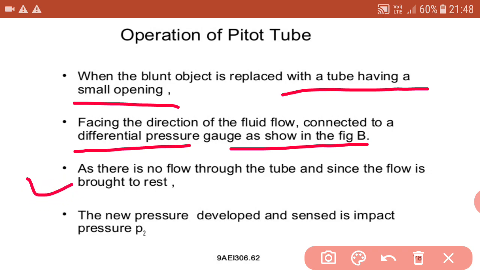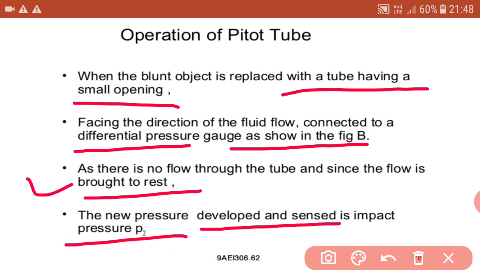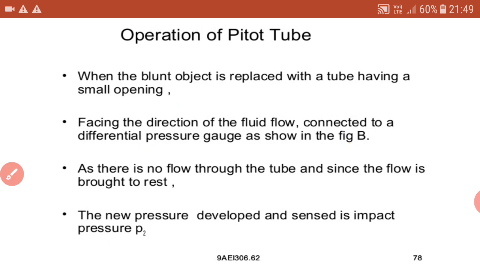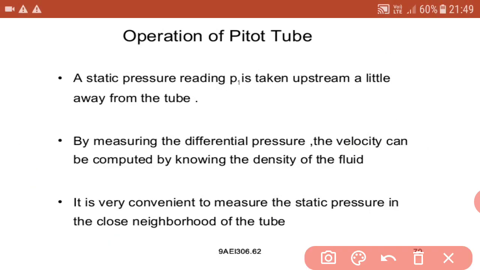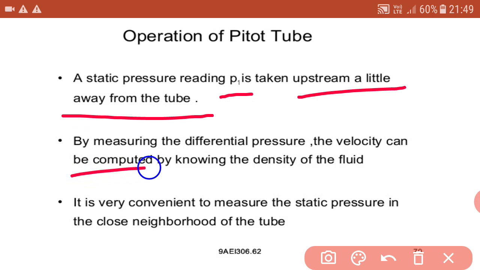As there is no flow through the tube and since the flow is brought to rest, the new pressure developed and sensed is the impact pressure P2. So due to this object, one new pressure is developed, and this pressure is known as impact pressure P2. A static pressure reading P1 is taken upstream a little away from the tube. By measuring the differential pressure, the velocity can be computed by knowing the density of the fluid.